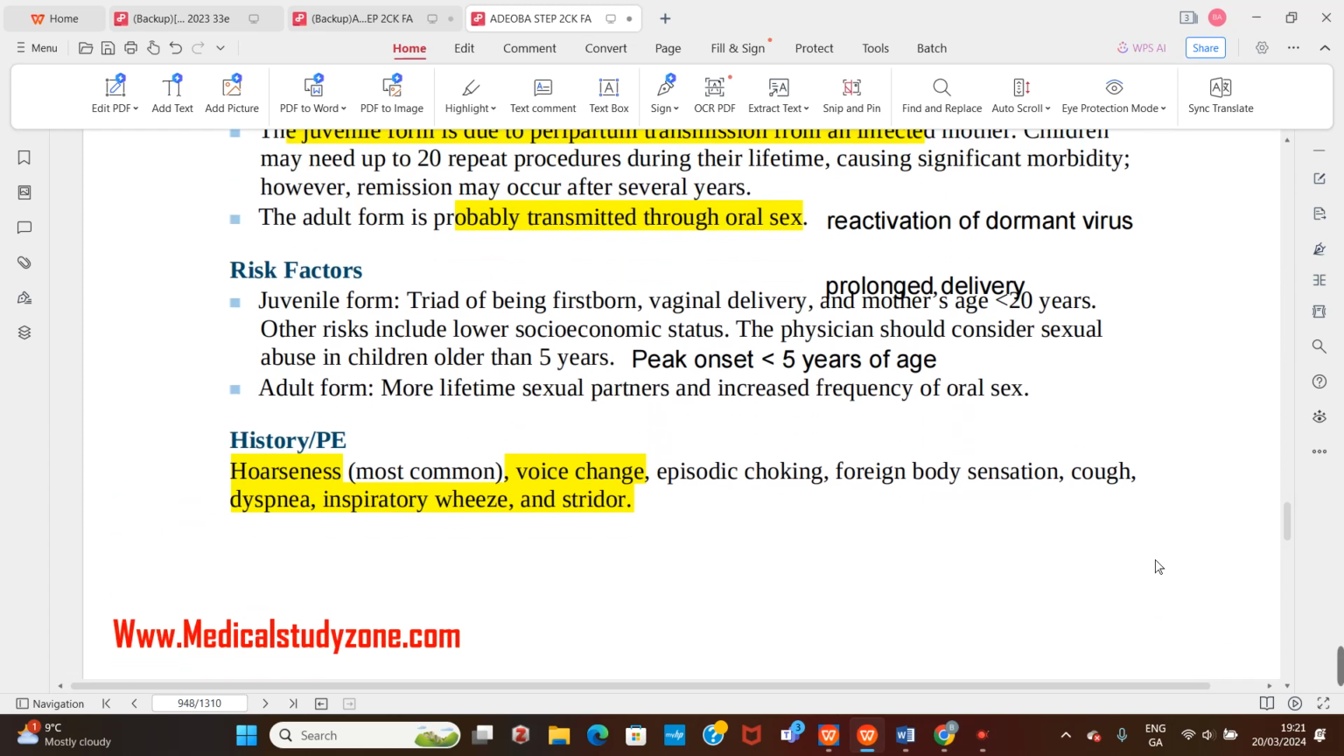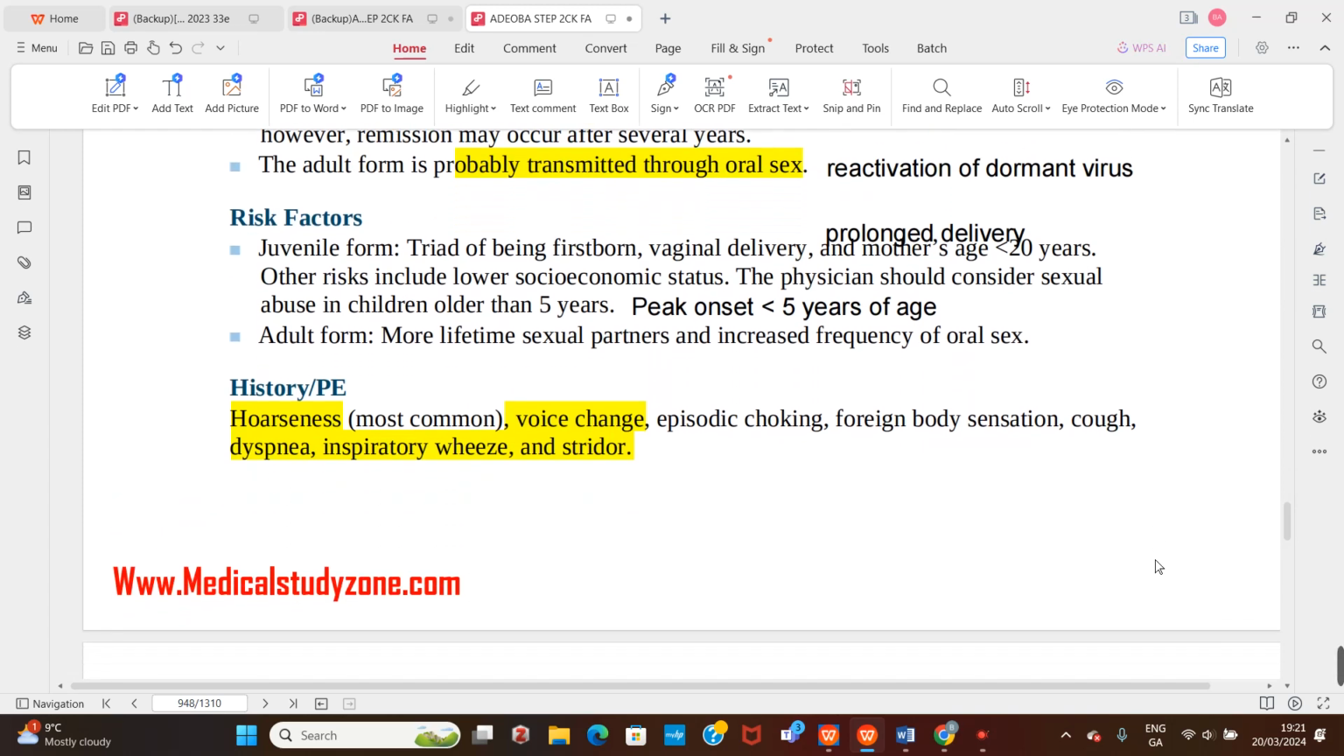So what do you do? For the symptoms here, the most common presentation is hoarseness of voice, because this is a tumor affecting the vocal cords, the larynx, sometimes the trachea. Because it affects the upper airway, there's going to be wheezing and stridor. Inspiratory stridor is very, very high yield for upper airway obstruction. Inspiratory stridor, wheezing, hoarseness, and depending on the size, it can lead to dyspnea and then choking.